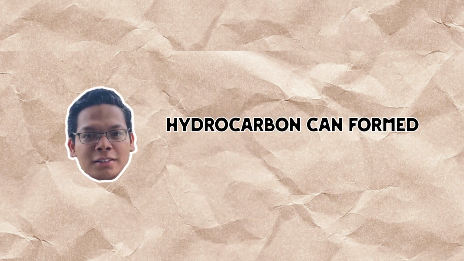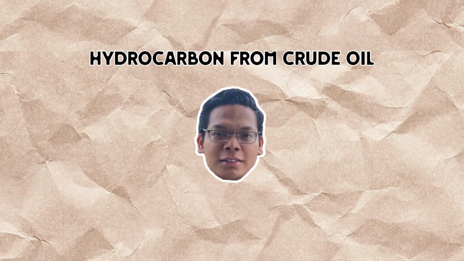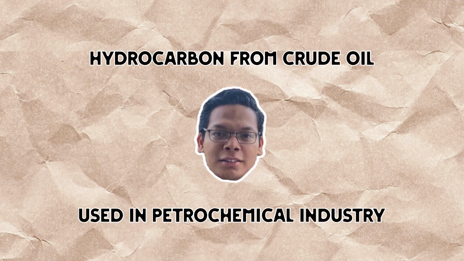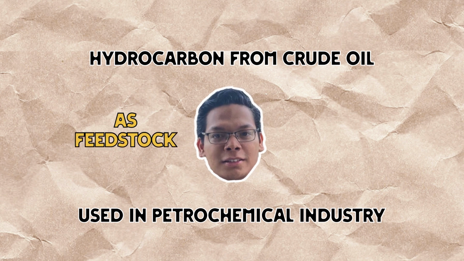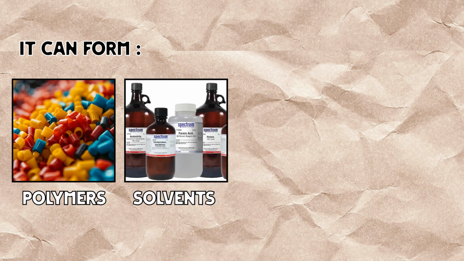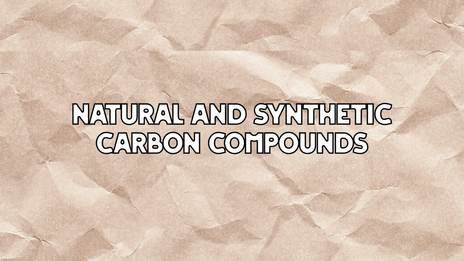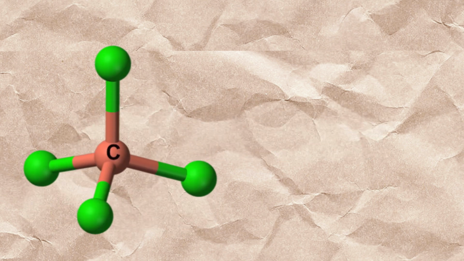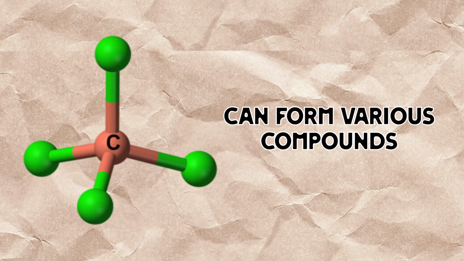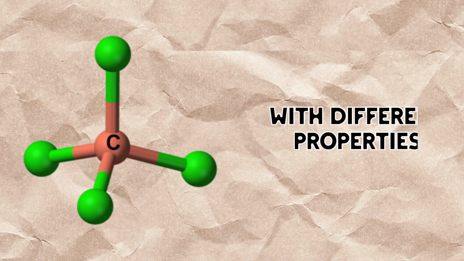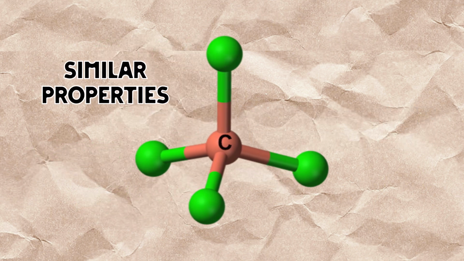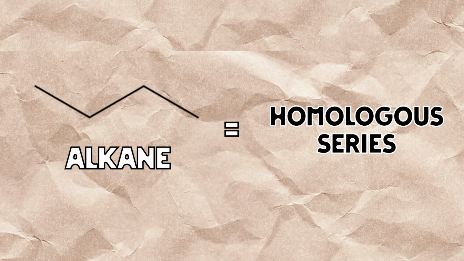Crude oil products. So basically, hydrocarbons can form new compounds. Hydrocarbons from crude oil are used in the petrochemical industry as feedstock in order to make new compounds. These new compounds can form polymers, solvents, lubricants and detergents. Next, carbon can form different compounds. Due to its structure and bonding, carbon can form various compounds which have different properties. Compounds with similar properties can form a homologous series. For example, alkenes are a homologous series.